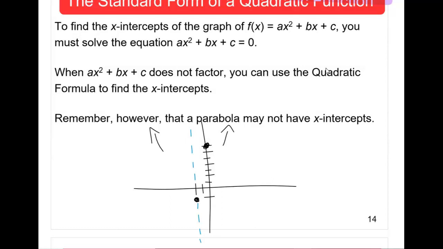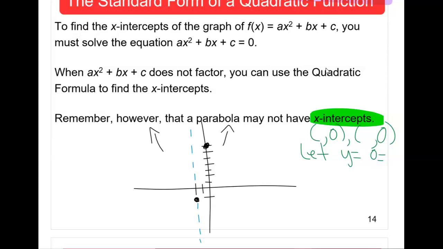In fact, let's go ahead and find the x-intercepts. So to find the x-intercepts, since these are points that will have 0 for the y, that is our first step. We let y equal 0. Or in other words, we let f of x.